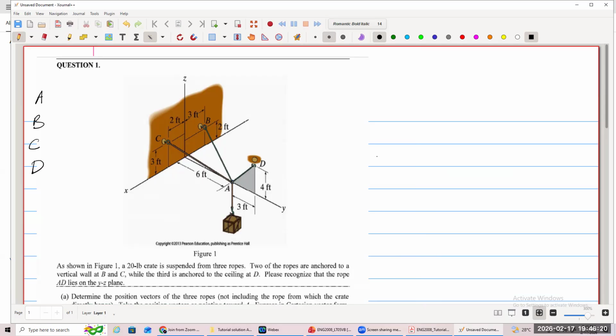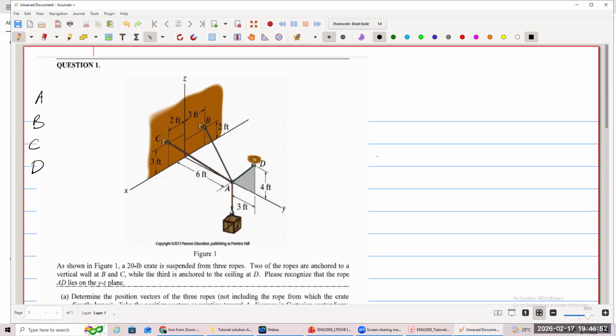AD is vertical. It's not on the ground, it's up in the air. It looks like it's in the Z direction, over the Y axis. So they tell you that 2 of the ropes are anchored to the vertical walls, B and C. Those 2 are on the vertical wall, while the 3rd rope anchors to the ceiling. So it's up, not on the ground.